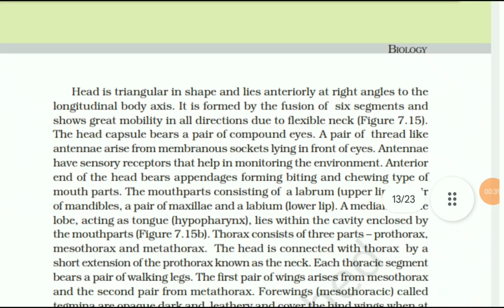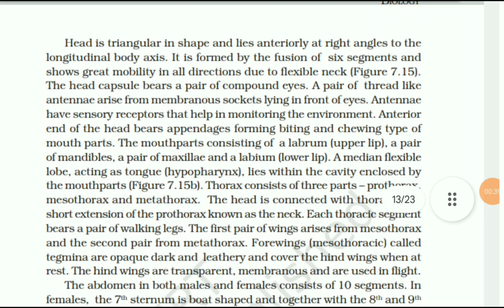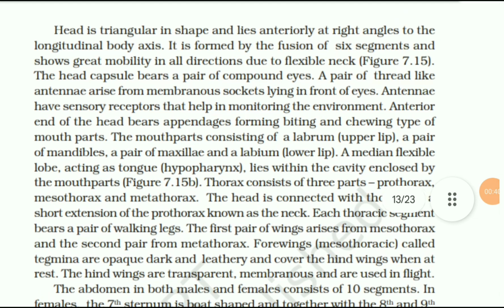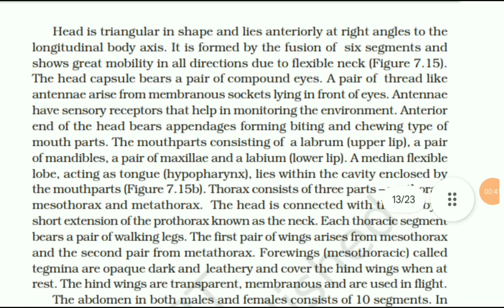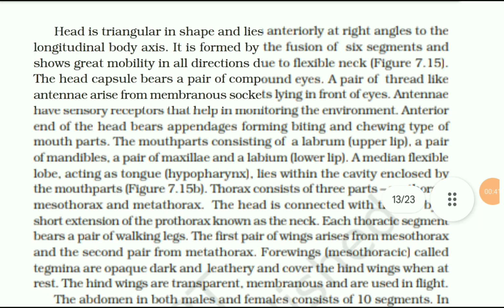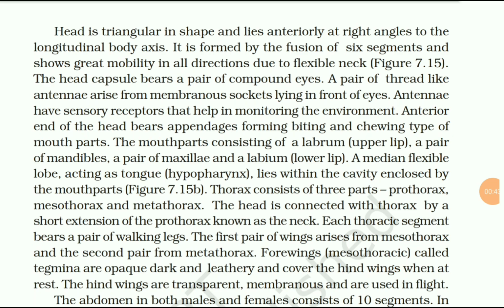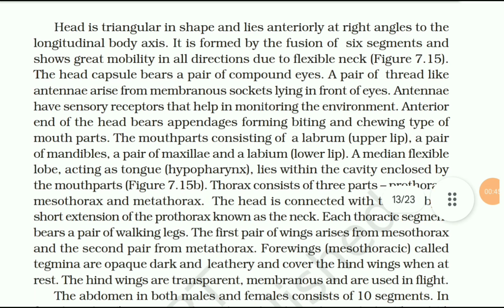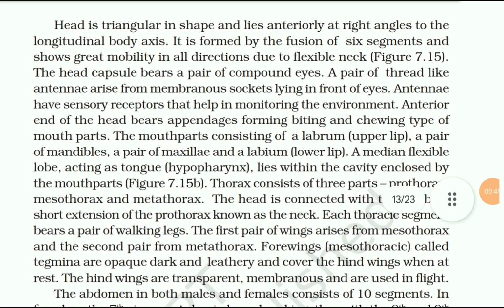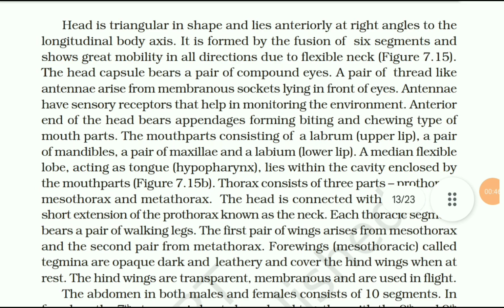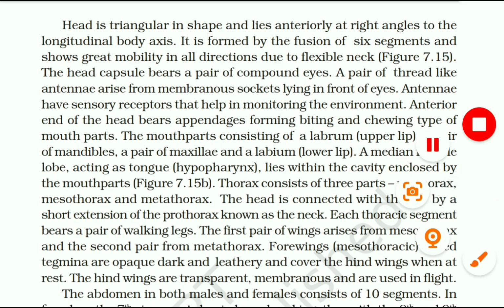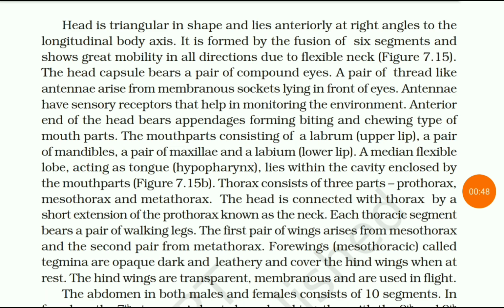The body of the cockroach is segmented and divisible into 3 distinct regions: head, thorax and abdomen. The entire body is covered by hard chitinous exoskeleton that is brown in color. The chitinous exoskeleton is of which color? Brown in color.